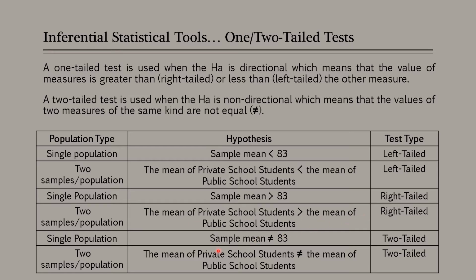If the population type is a single population and the hypothesis states that the sample mean is not equal to 83, it is a two-tailed test type. And where there are two samples or populations, where the hypothesis indicates that the mean of private school students is not equal to the mean of public school students, it is a two-tailed test type.